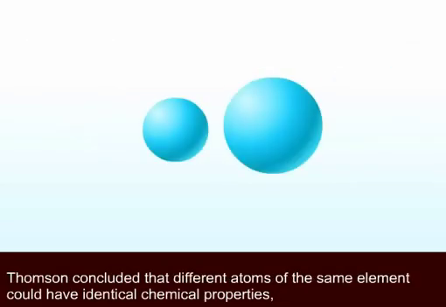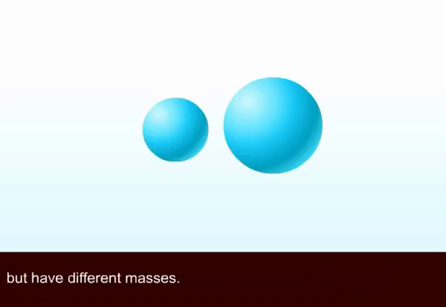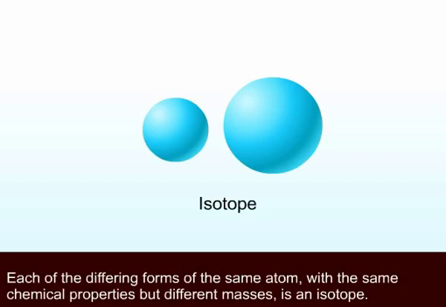Thomson concluded that different atoms of the same element could have identical chemical properties, but have different masses. Each of the differing forms of the same atom, with the same chemical properties but different masses, is an isotope.